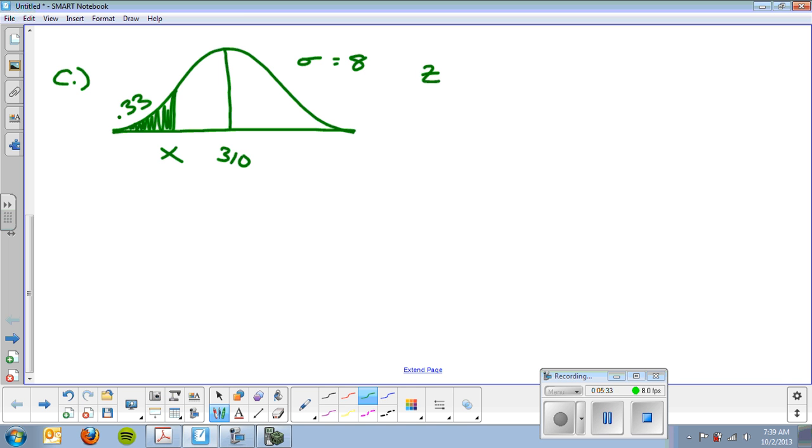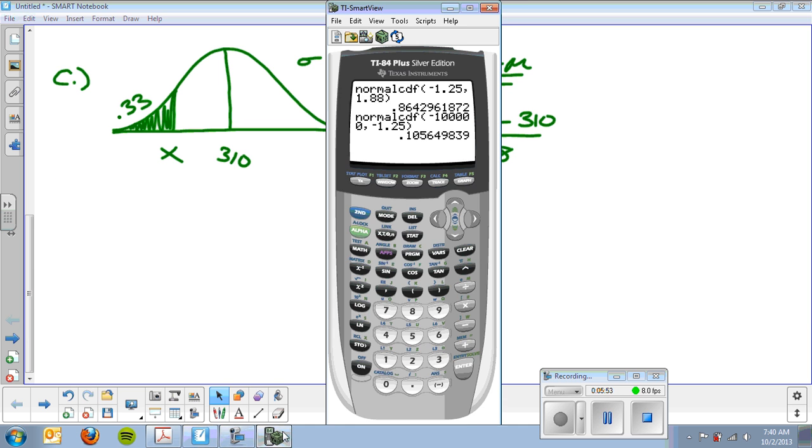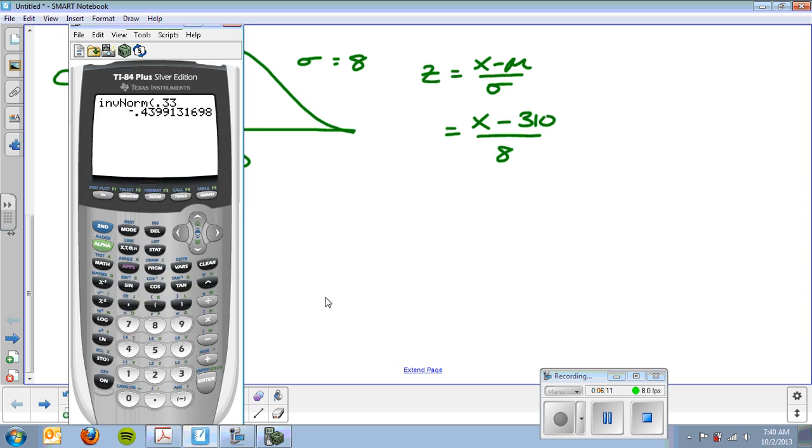Now, again, if I look at my Z formula, if I'm trying to find X, I know the mean's 310, and I know the standard deviation's 8. The only thing I'm missing is the Z. The good news is I can get the Z for any area to the left very, very quickly using my calculator. This is a reverse problem. I'm going backwards. I'm giving you an area ahead of time. So this is an inverse normal problem. All I have to do is type in inverse normal 0.33. That's going to give me the Z score of negative 0.44.